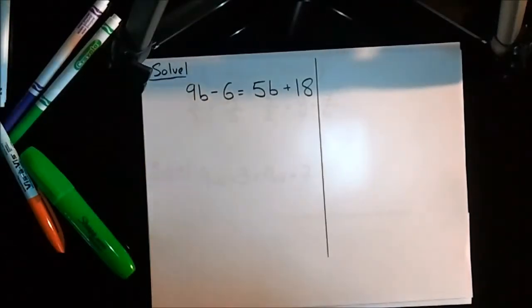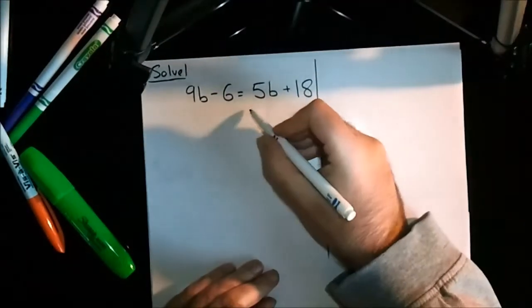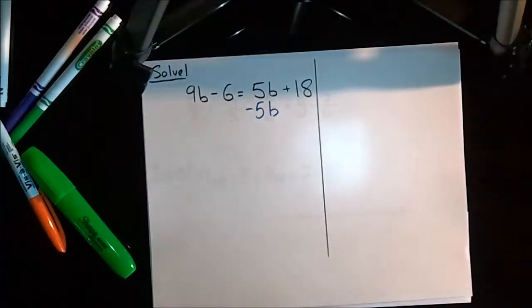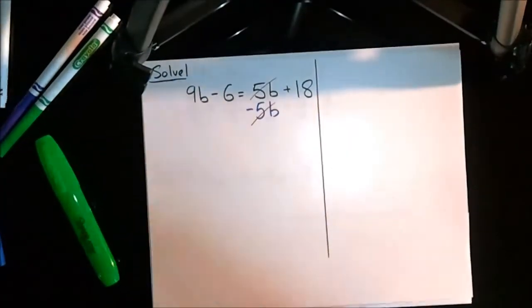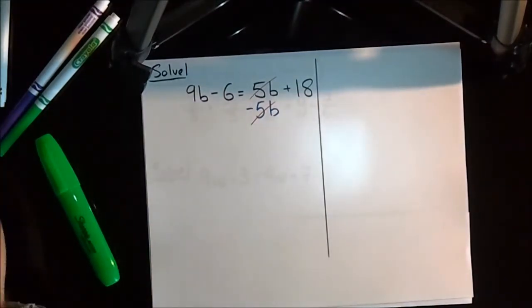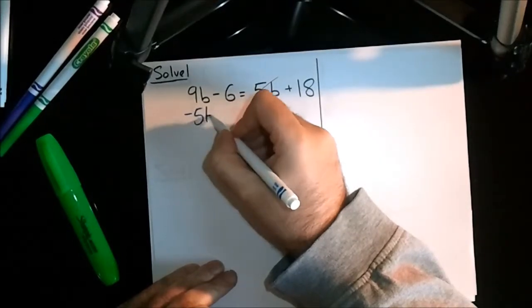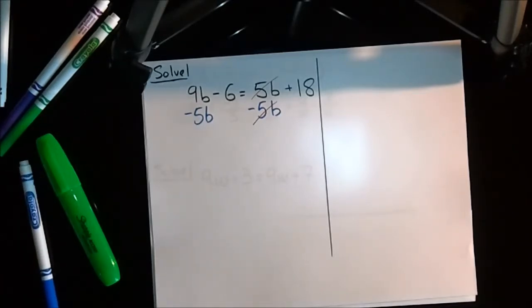So how do I get rid of a 5b? How do I make a 5b disappear? Subtract the 5b. I do the opposite. 5b minus 5b, just like 5 minus 5, yields a 0, which is great. It eliminates that 5b for me. Nice, convenient. But I also have to do that to the other side. Do remember that, please. Don't forget. Although most of you are pretty good at this, so I'm not so worried. 9b minus 5b.